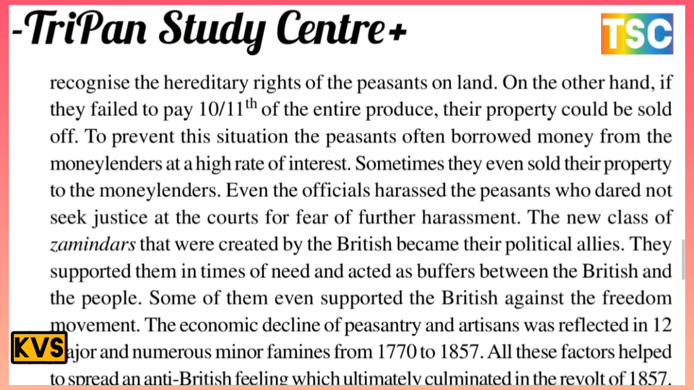The economic decline of peasantry and artisans was reflected in the 12 major and numerous minor famines from 1770 to 1857. All these factors helped to spread anti-British feeling, which ultimately culminated in the revolt of 1857. These are the important economic reasons for the revolt of 1857.